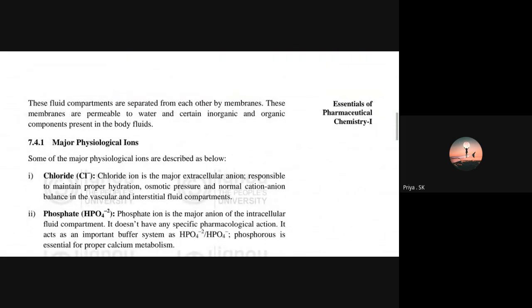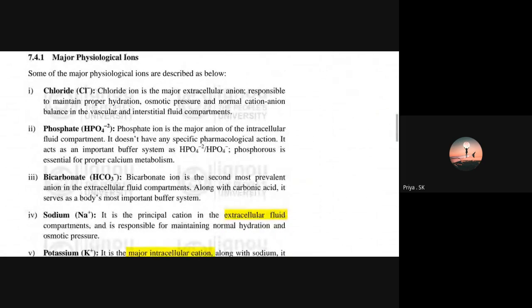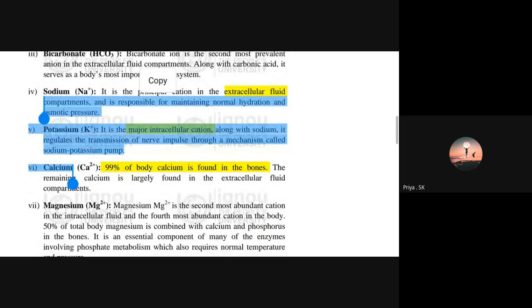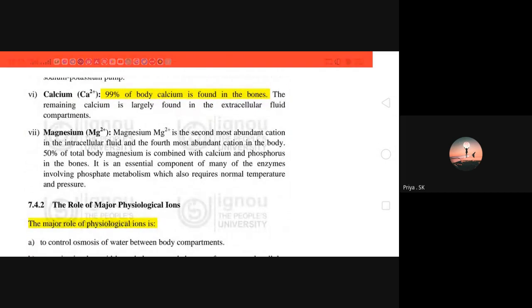Major physiological ions are chloride, phosphates, bicarbonates, sodium, potassium. Now, sodium is the main cation in the extracellular fluid compartments, and potassium is the major cation in the intracellular compartments. Calcium is the main cation present in the bones. It is composed of 99% in the bones. Then magnesium.